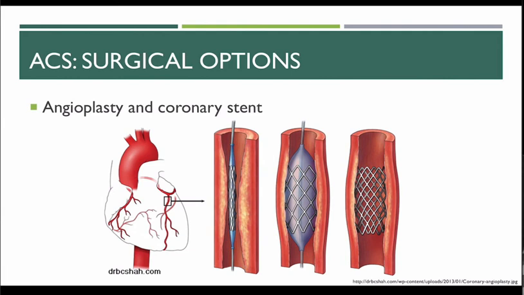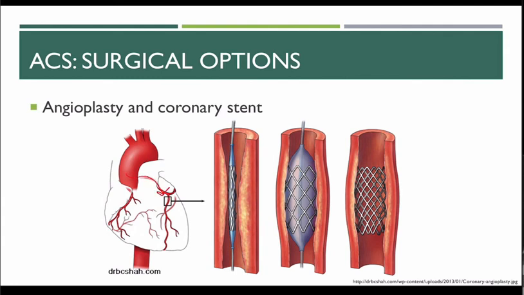The first is an angioplasty, and it can include a coronary stent. It doesn't always. But an angioplasty is what you're seeing here: they take a catheter and they thread it into the coronary vessel. So they start in the periphery and they thread a catheter up through the peripheral vascular system into the heart. And they'd thread it down into the coronary vessel.